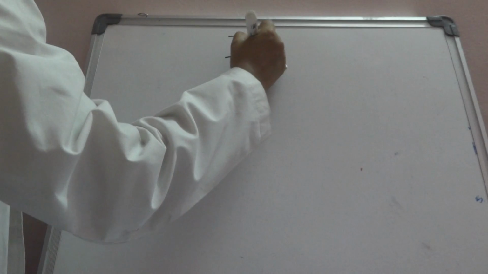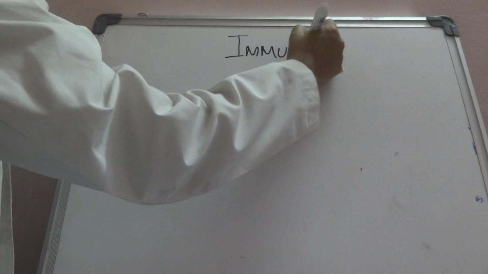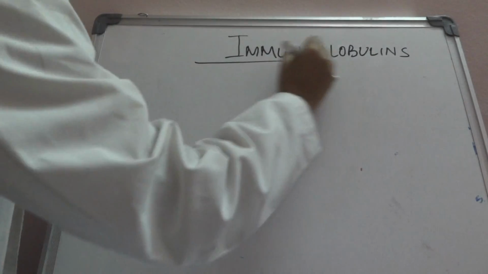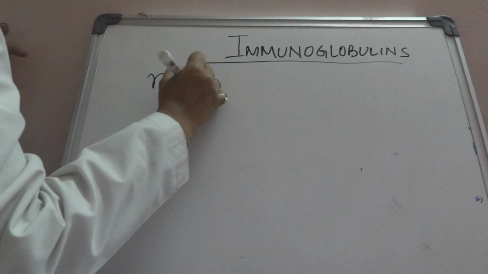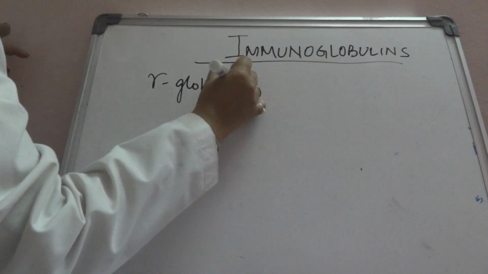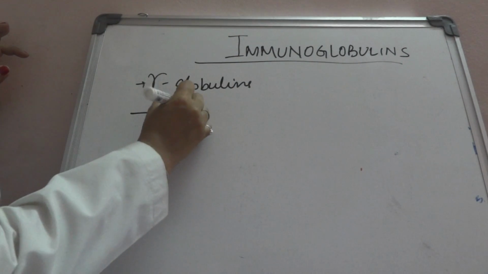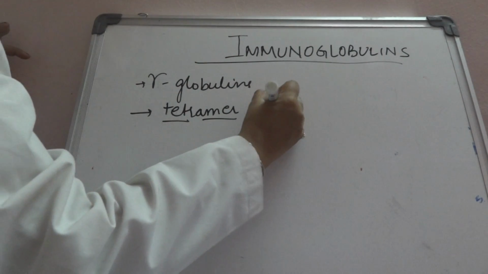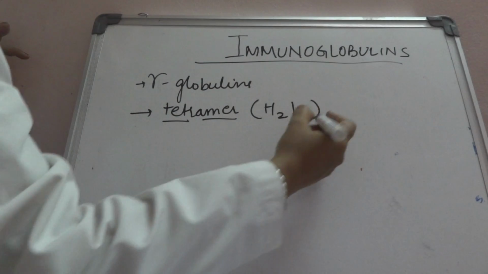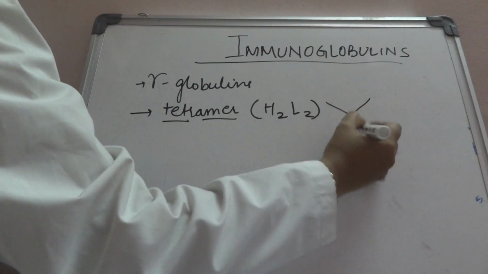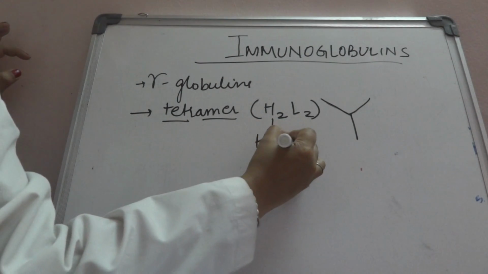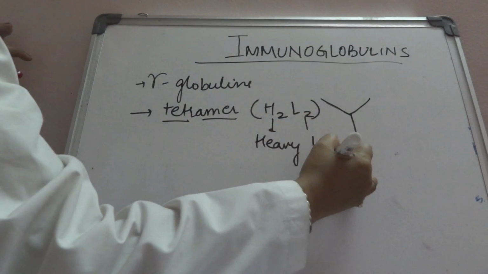Hi, today we discuss immunoglobulins. Immunoglobulins are gamma globulins, and they are tetramers. This means there are 4 chains, 2 heavy chains and 2 light chains, and it is a Y-shaped tetramer having 2 heavy chains and 2 light chains.